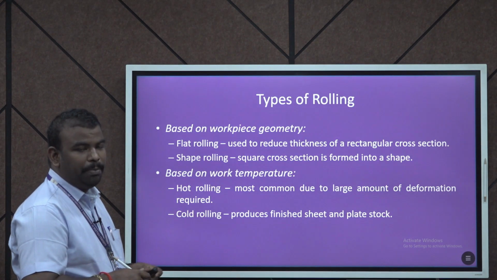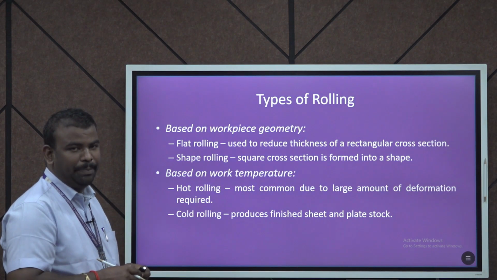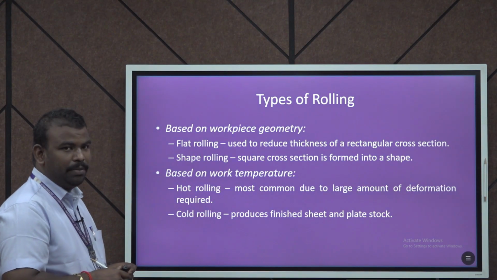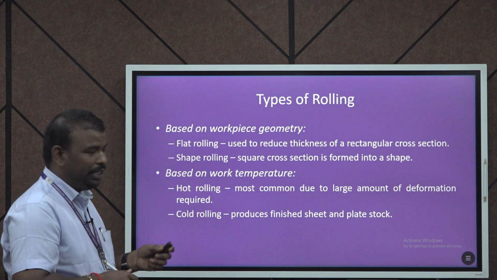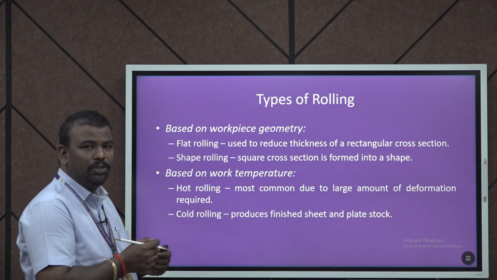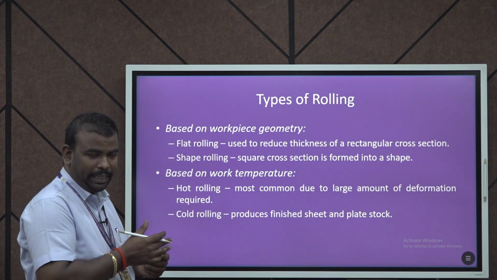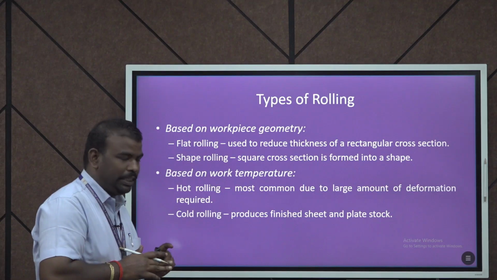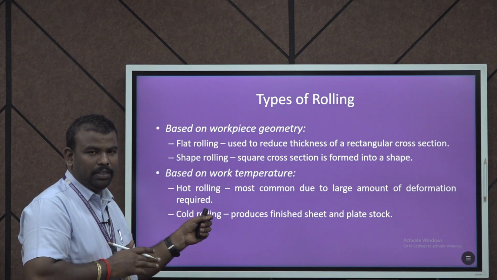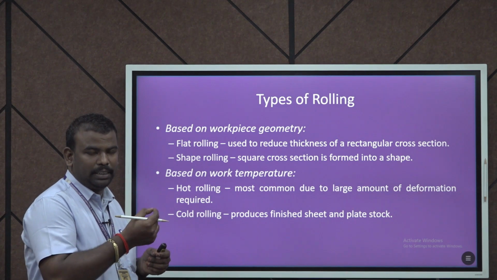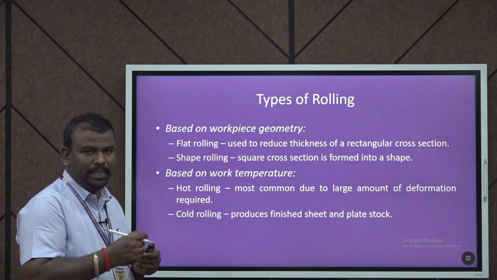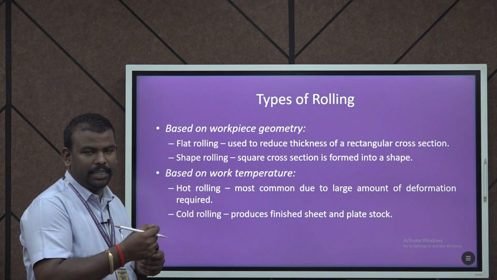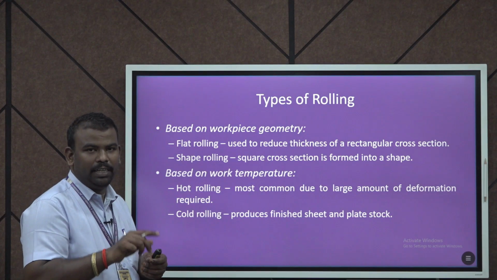The types of rolling are based on the shape and the temperature. The first one, based on the shape, is flat rolling, and the second one is shape rolling. The flat rolling is used to reduce the thickness of the rectangular workpiece. The second one is shape rolling. The outcome of the rolling comes in some shapes like ring shape or thread or some other cross sectional area like I sections, C section and U channel shape.